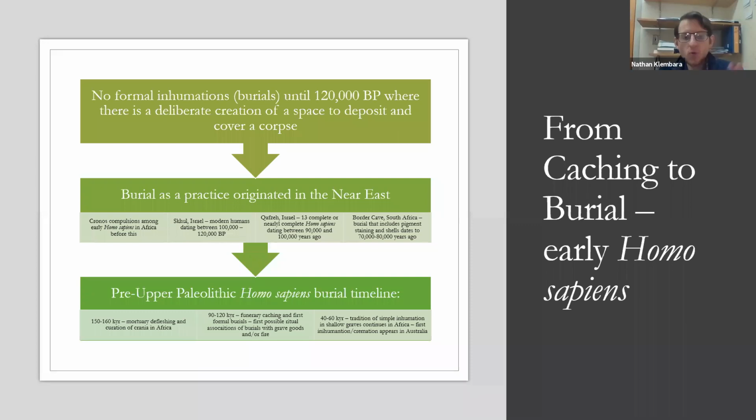So to recap where we're getting, we don't see any formal burials until 120,000 years ago, where there's a deliberate creation of space to deposit and cover a corpse. So I do want to make that clear. Everything we've talked about so far is not a formal inhumation or burial, except with some of the stuff for the Neanderthals. Right? Burial as a practice, as a funerary practice, originated in the Near East.